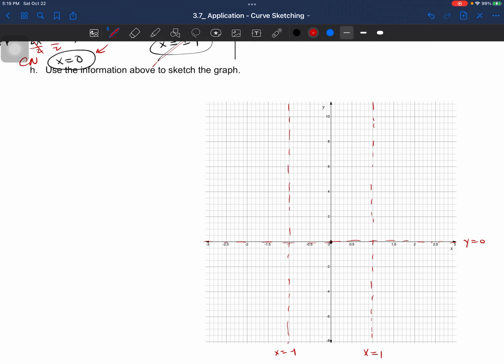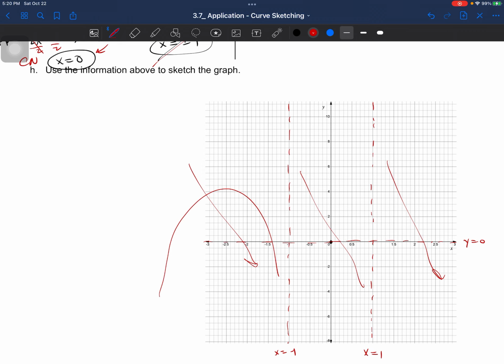And then, all right, the next thing that we found was that the function is decreasing from -infinity to 1. So we know that it's decreasing in this direction. Also, we know it's decreasing here as well, and it's also decreasing here. So in those three intervals, the function is always decreasing. And then we also know that there's no local max or local min.